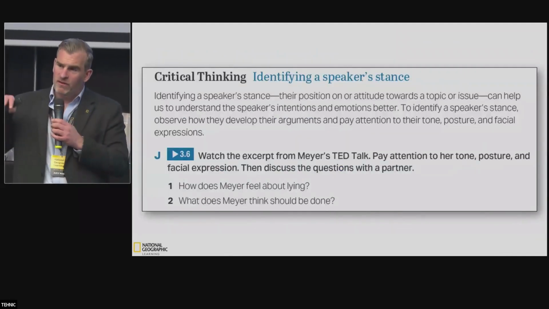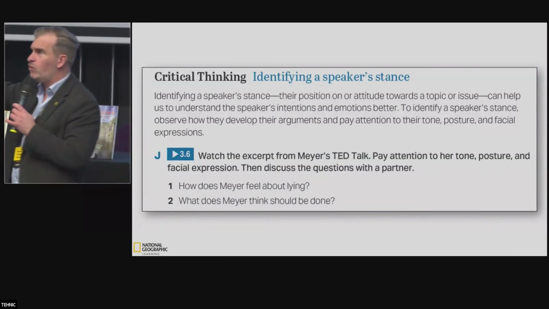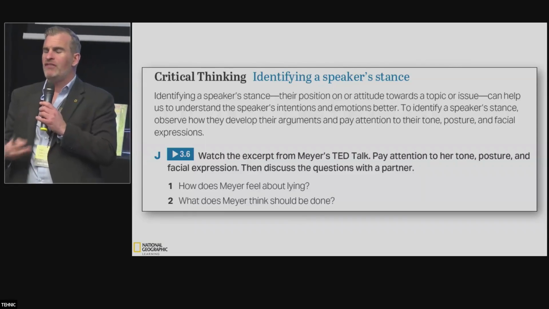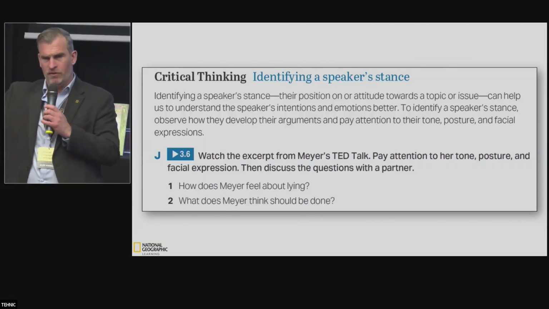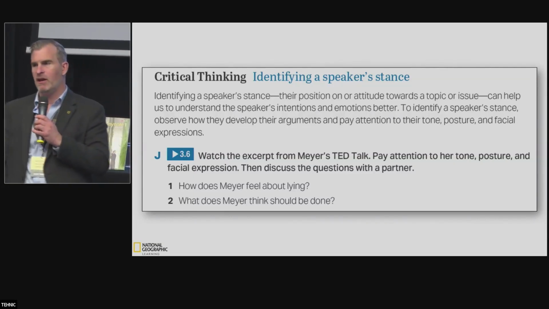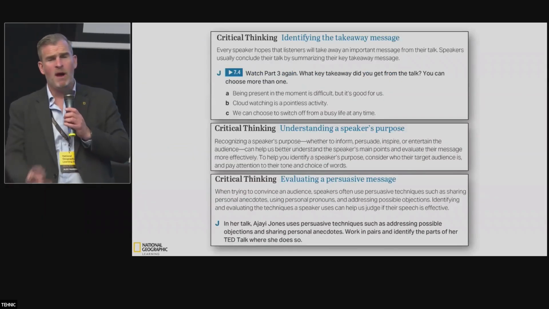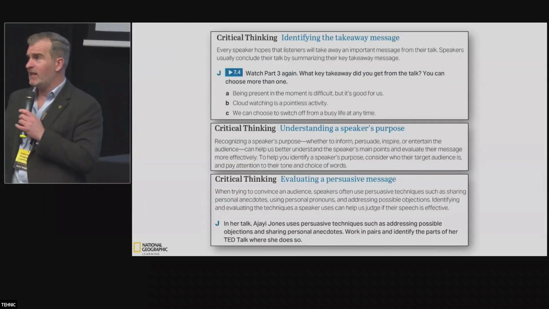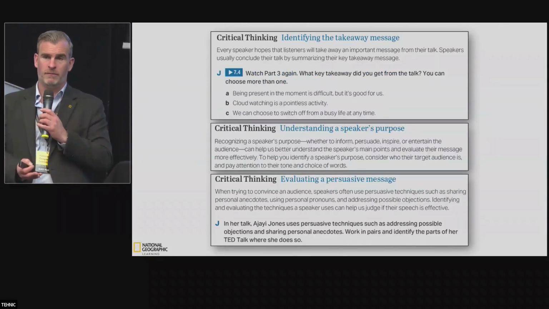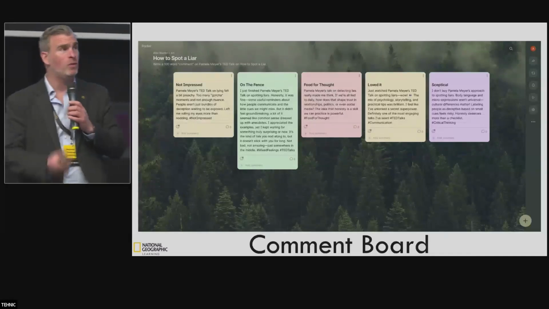But actually, this is something that we sort of integrate into the course as well. So we always have these critical thinking sections where we're getting them to identify different aspects of the course. So we're not asking you to reinvent the wheel. A lot of the time, course books do this for us. So in this case, it was about identifying her stance on lying. But it might be things like identifying the takeaway message, understanding the purpose, evaluating the message. But we don't want to rely on the course book all the time. There's so many more things we can do.